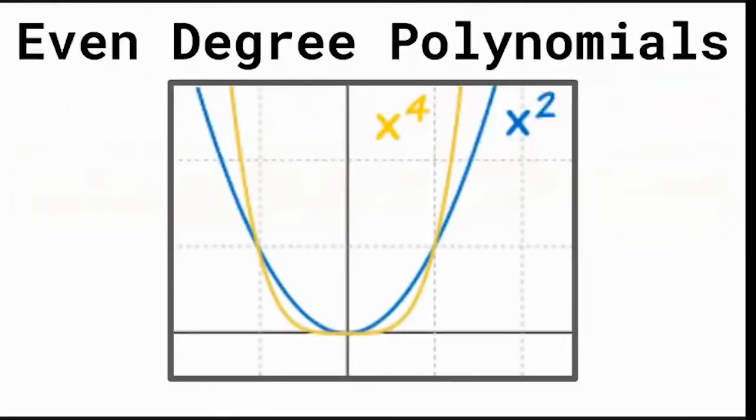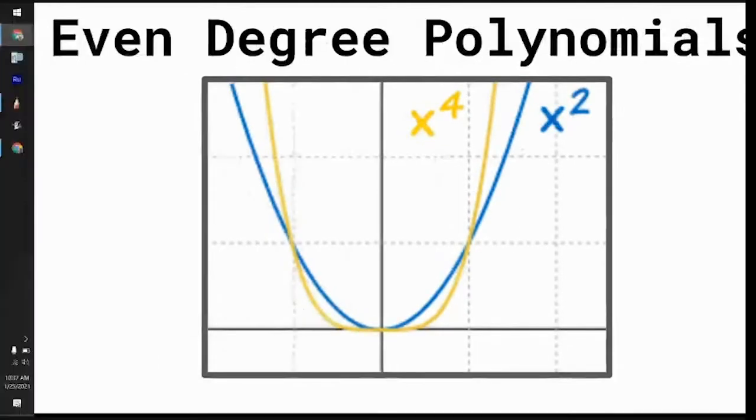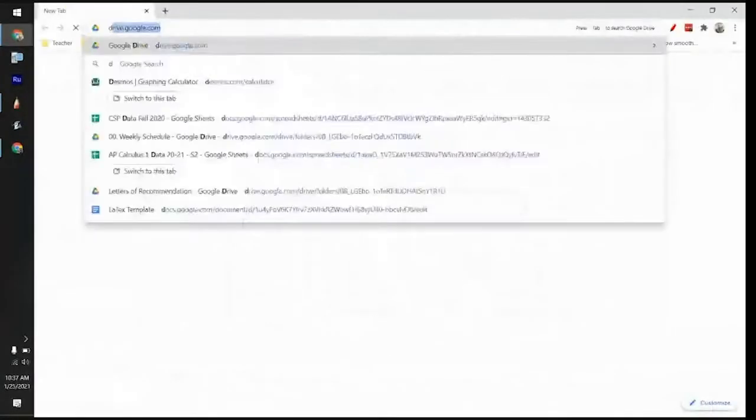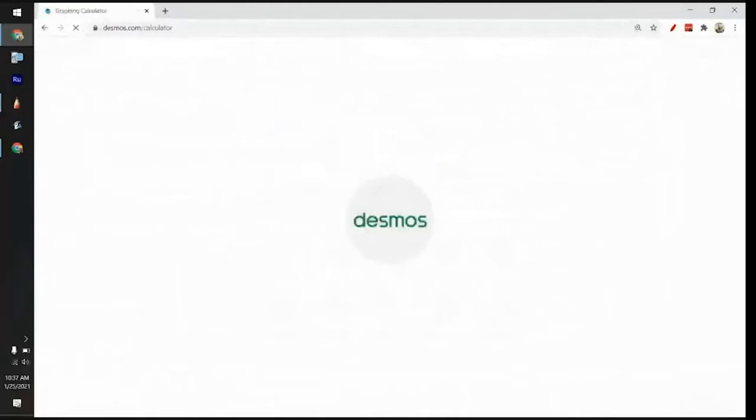If it's an even degree polynomial, you probably already know this, but there is symmetry to it. There is an axis of symmetry. It doesn't matter if it's x squared, or x to the 4th, or x to the 6th, x to the 8th, whatever you want. It's always going to be like this. To kind of show you that, I'm going to pull up Desmos here.